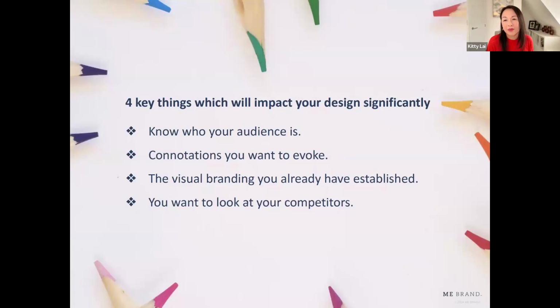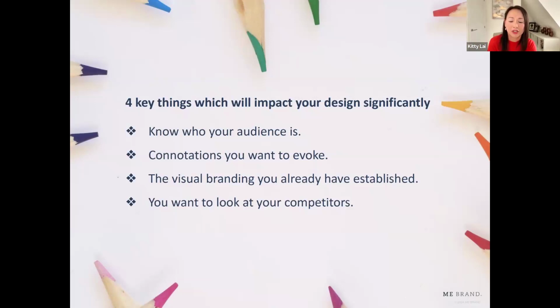So 4 key things which will impact your design significantly. The first is knowing who your audience is. You really need to understand who your audience is and what they want from your product in the industry before you can start designing, because this will appeal specifically to them. For example, men are not going to naturally reach for something that's pink and flowery. So you really need to make sure that you are designing with your target audience in mind.